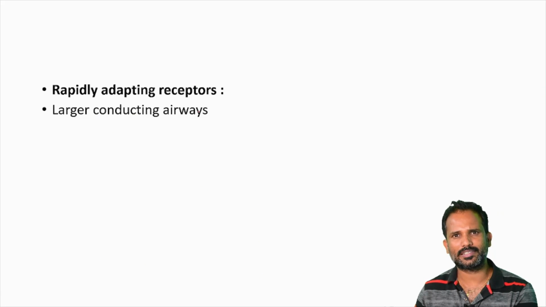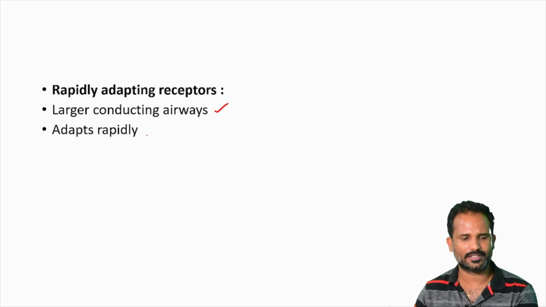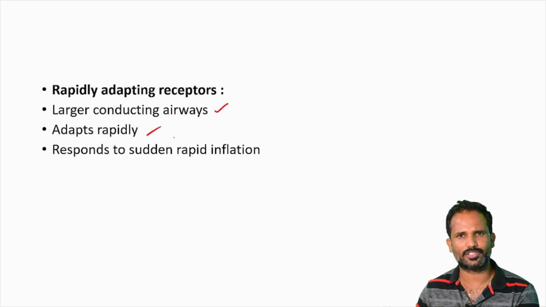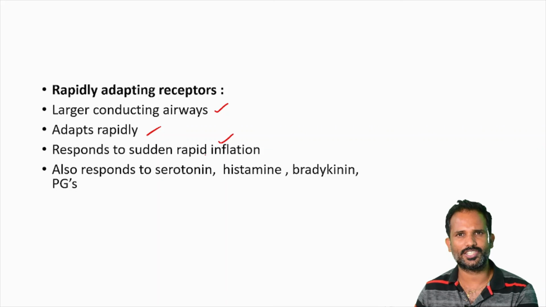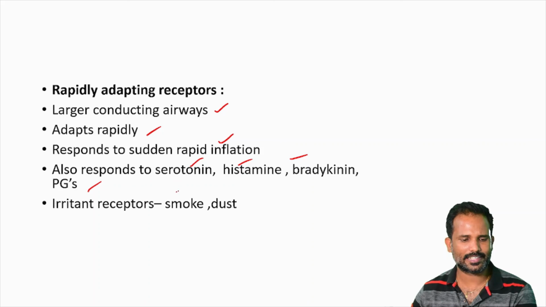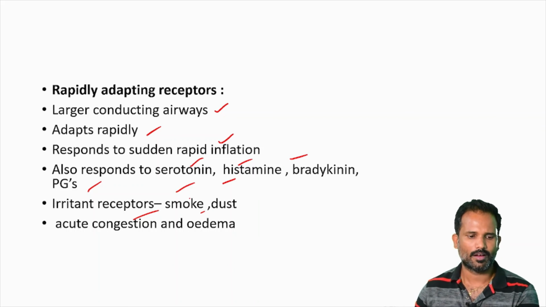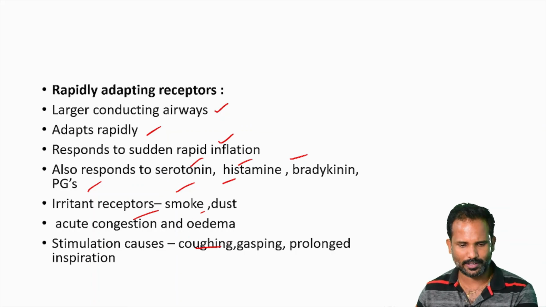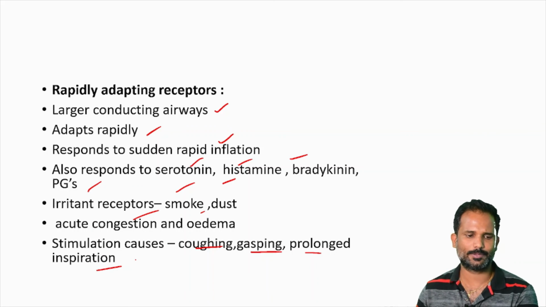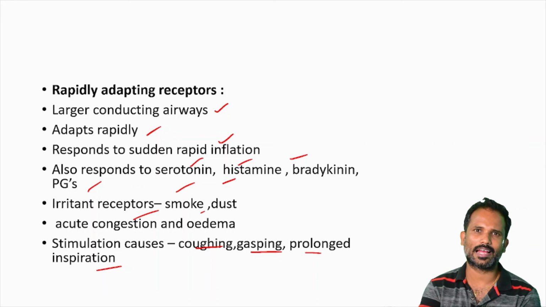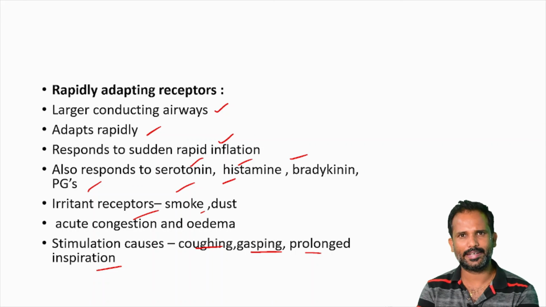Rapidly adapting receptors are present in the larger conducting airways. They adapt rapidly and respond to a variety of stimuli like inflation, sudden stretch, chemicals like serotonin, histamine, bradykinin, prostaglandins, irritants like smoke and dust, or inflammatory signs like congestion and edema. All these will activate the rapidly adapting receptors and the response will be coughing, gasping and prolonged inspiration. So if you stimulate these receptors by any irritants, it will cause coughing, gasping and prolonged inspiration.